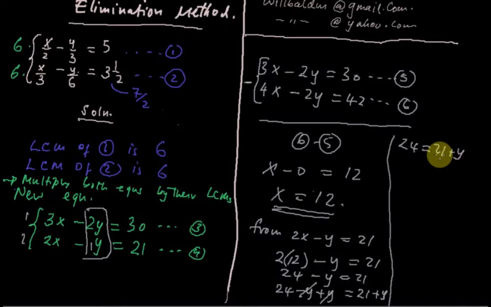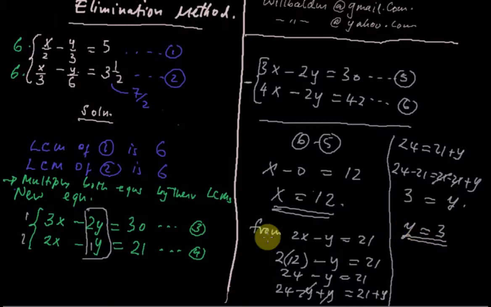So I subtract 21 on this side, and I subtract 21 on that side. So I do 24 minus 21 equal to 21 minus 21 plus y. Whatever I do to the right hand side, you do to the left hand side. When you subtract here, you get 3 equal to y. So this says that our y is equal to 3. So our y is 3 and our x is 12.